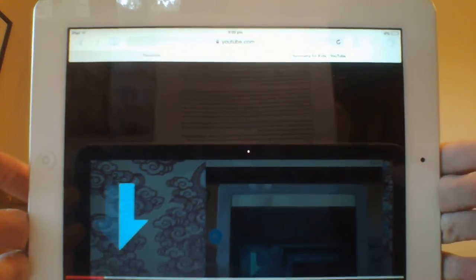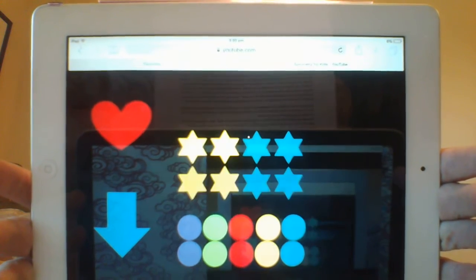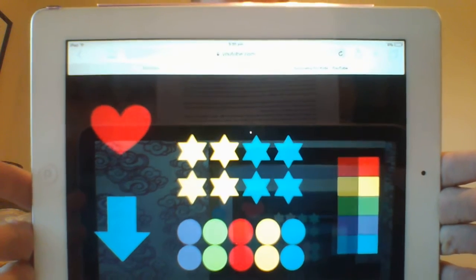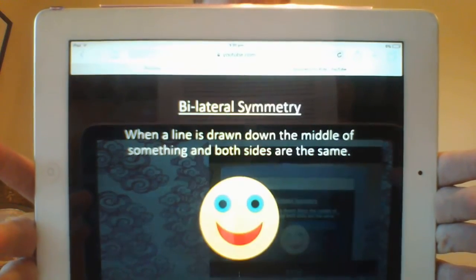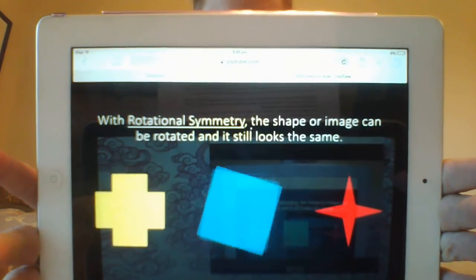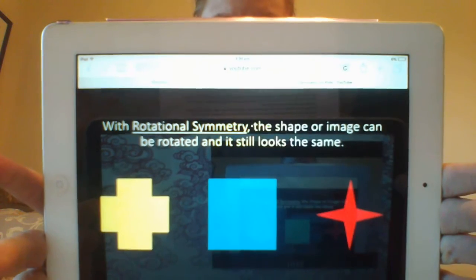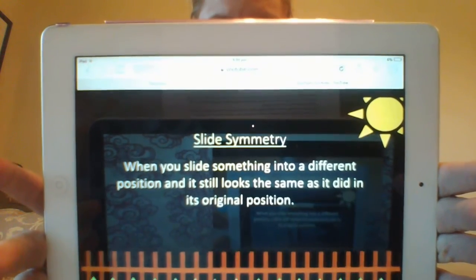Symmetry standing next to me, I'm beside myself, I've got symmetry. Bilateral splits you down the middle, rotational turns you around, slide or glide and moves you all over. There are so many types of symmetry to be found.